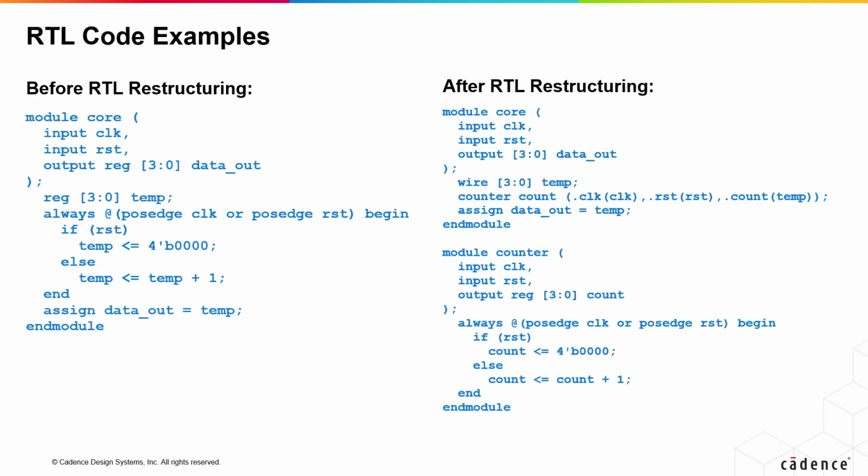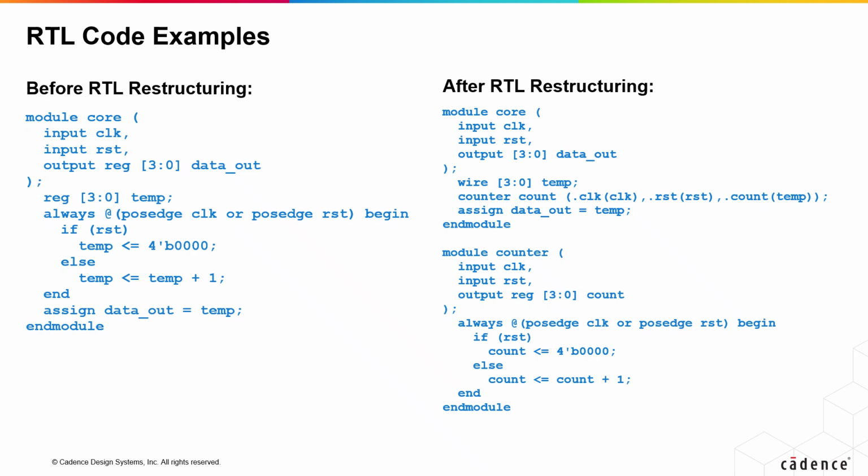Here are the Verilog code examples for the sample counter design before and after RTL restructuring. The first code is the implementation before restructuring, which shows a 4-bit counter. The second code is after RTL restructuring, illustrating that the 4-bit counter module is separate and its output is fed into a top module called core to display the final output.